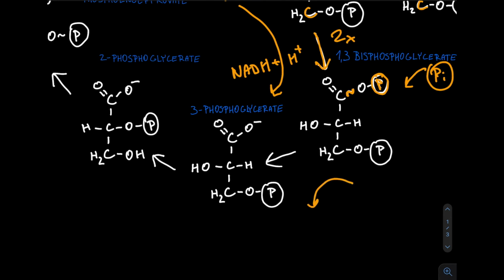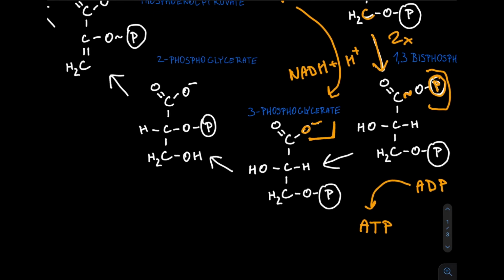So the next reaction is dephosphorylation. So what happens is that basically here comes ADP, and it tears away this molecule of phosphate, and it creates ATP, and we are left with O minus right here in a product that's called 3-phosphoglycerate.